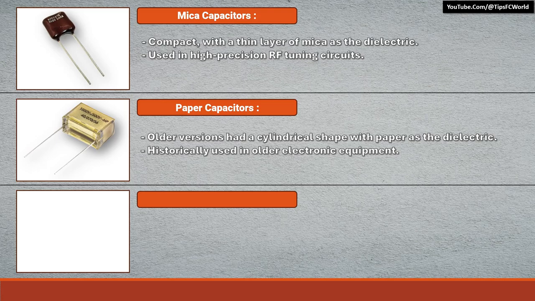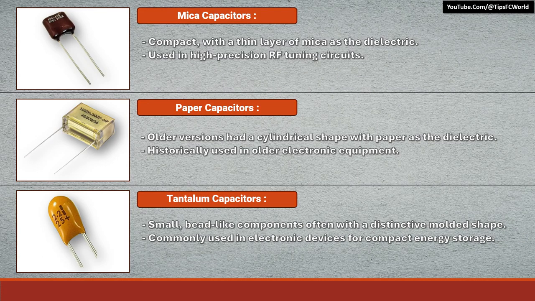Paper capacitors, older versions had a cylindrical shape with paper as the dielectric. Historically used in older electronic equipment. Tantalum capacitors, small, bead-like components often with a distinctive molded shape. Commonly used in electronic devices for compact energy storage.